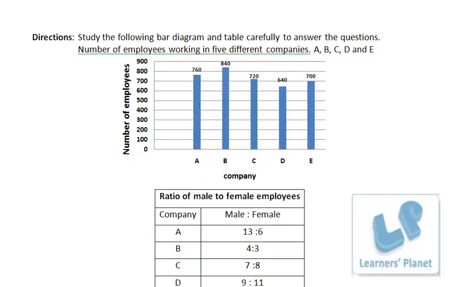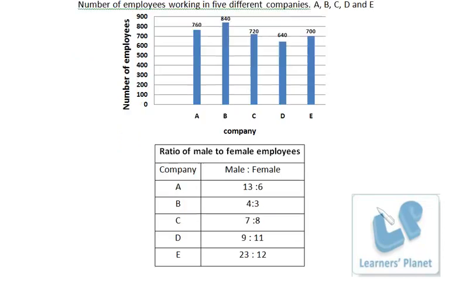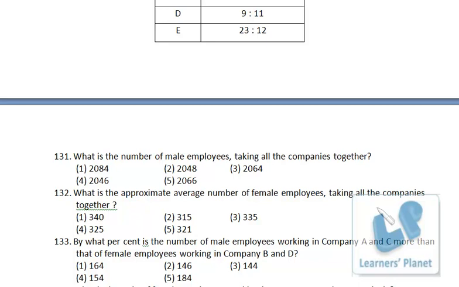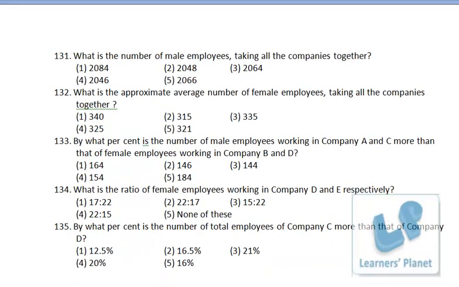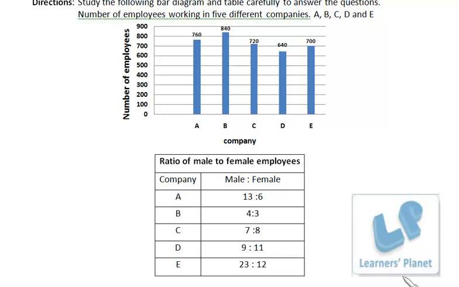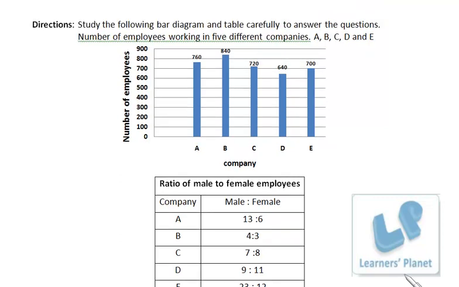I hope you are clear. Now in this case, study the following bar diagram and table carefully to answer the questions. Number of employees working in 5 different companies A, B, C, D, E. Okay, the data is given over here. Ratio of male to female employees in each company A, B, C, D, E is also given. Right, now we have to answer the questions based on them. Okay, so let's see the first question.